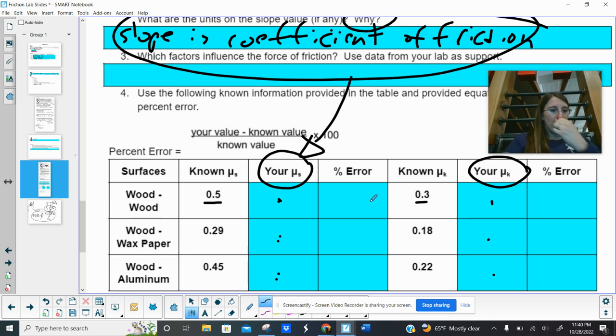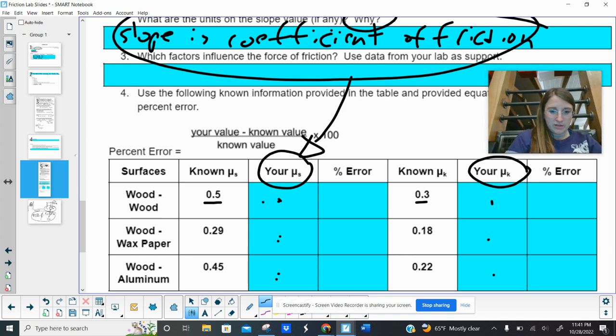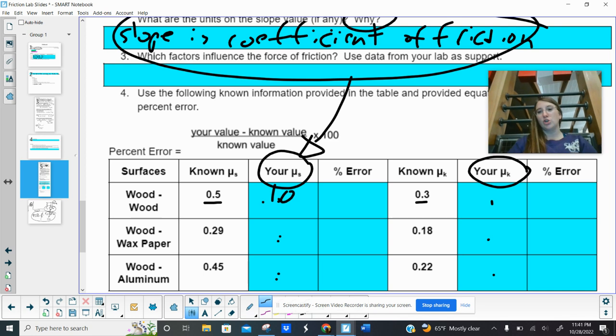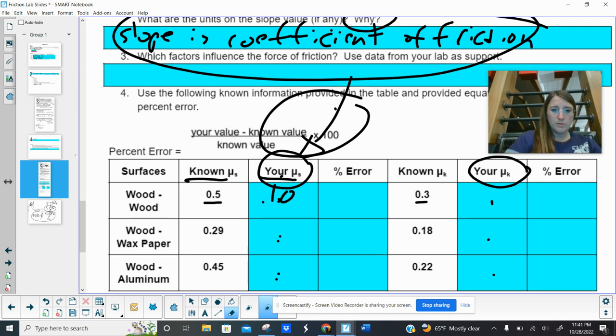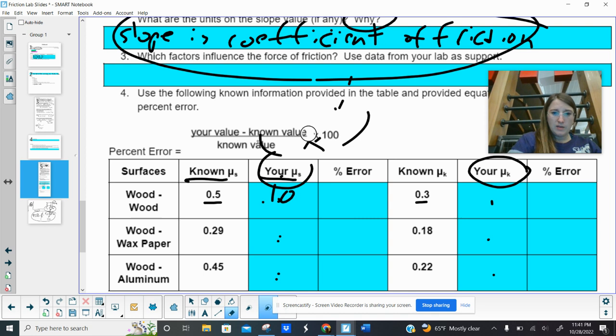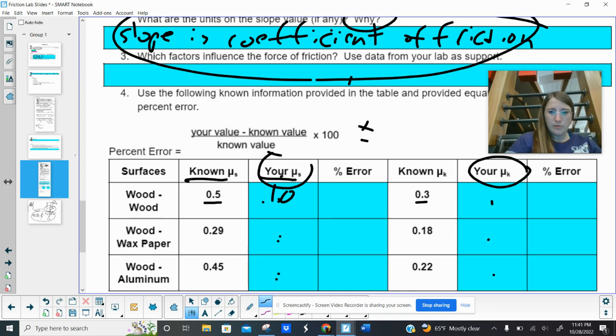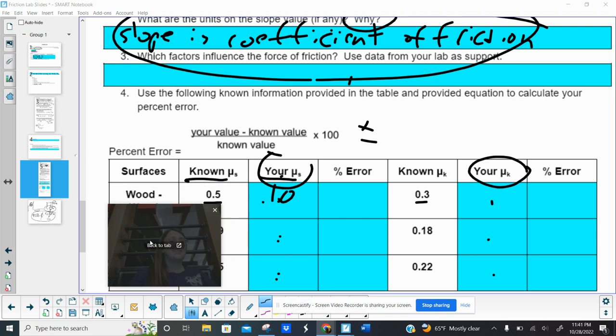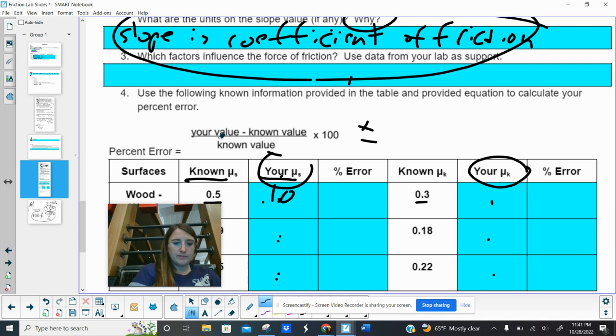So let's say, for example, that my coefficient of static friction I found for wood was, let's just go ahead and make something up here, I don't even know, 0.10. So this is what we know to be true. This is what you found in your experiment. So what you're going to do is you're going to plug into this formula for percent error. There we go. So here's an example I'm just going to show you. What your percent error does is it finds how far off you were in error from what we knew to be true. So if my value was 0.10, I'm going to put that there.